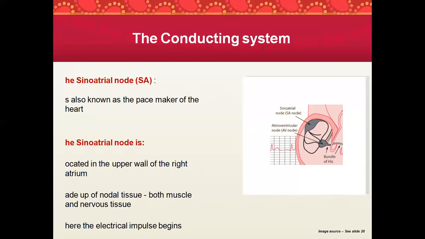So the SA node is located where? It is located in the upper wall of your right atrium. It is made up of both muscle and nervous tissue. From the SA node, the electrical impulse begins.